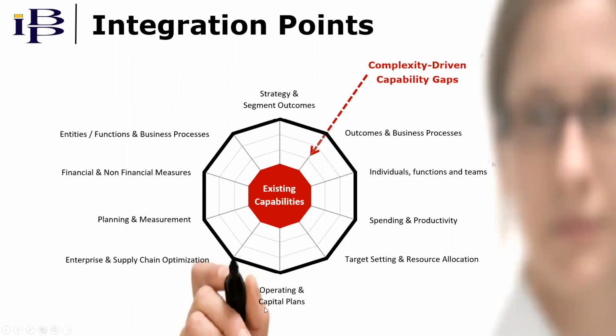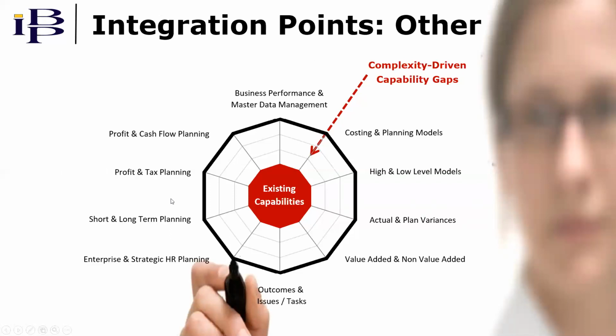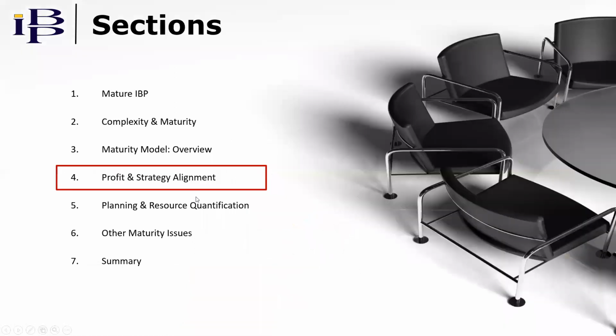that mature processes and applications allow you to support. And some of the key ones will be between outcomes and business processes, entities and functions and business processes. And you can read them all. But these are things that are real, like I said, falling between the cracks. And there's some other lesser integration points, if you will, that need to be addressed.